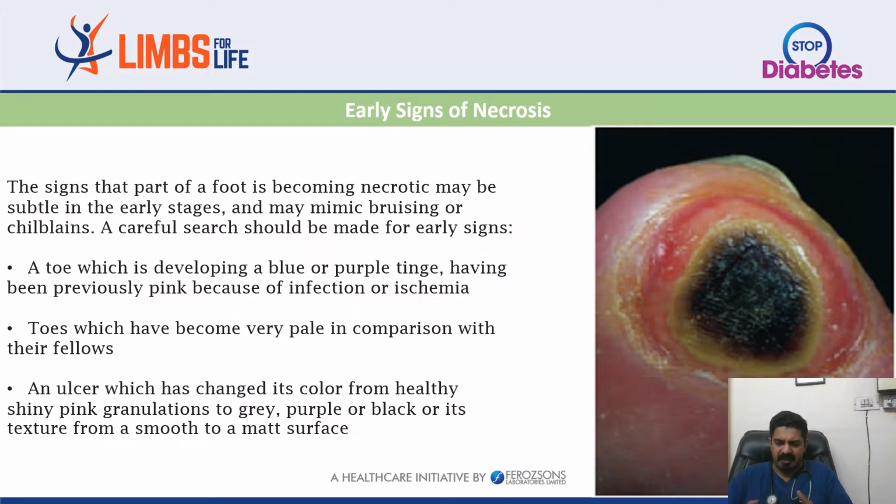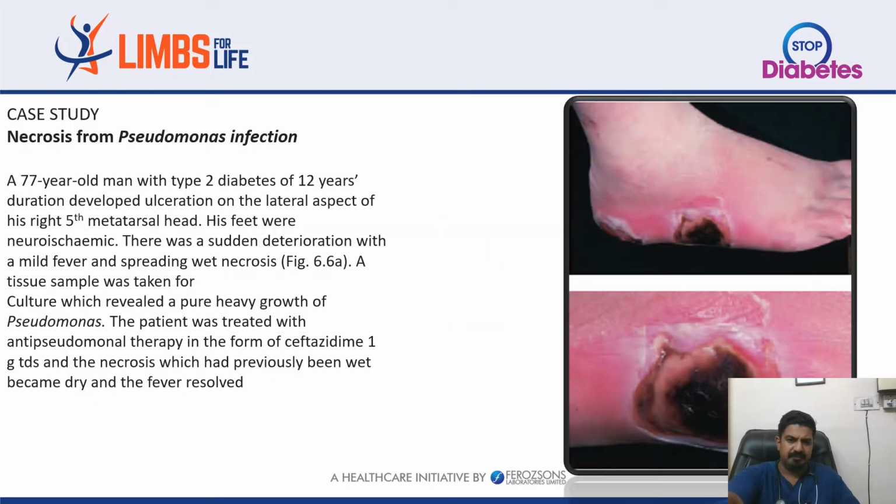Concurrently, toes can become pale as compared to the other toes, and an ulcer could develop, and the color of the ulcer would not be pink, and the color would be quickly changing in this scenario.